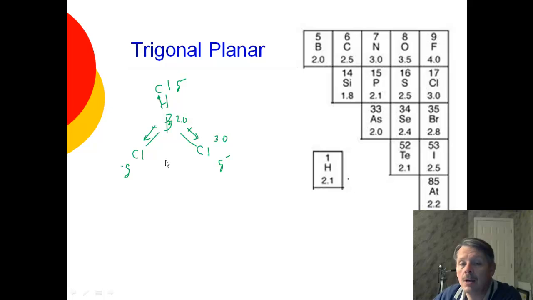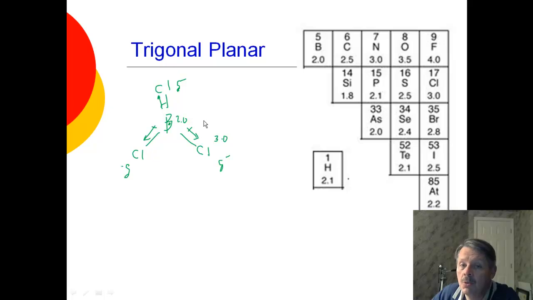This is not a polar molecule, folks. And it's not because there's not a positive and negative end to the molecule. Right? Again, what you have is a positive center and you have negative ends.